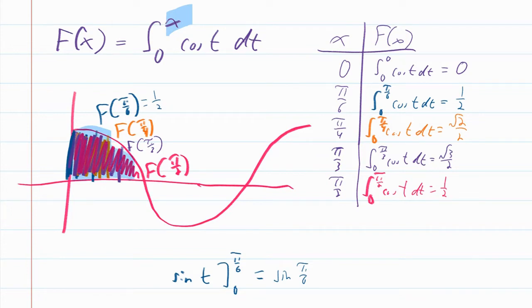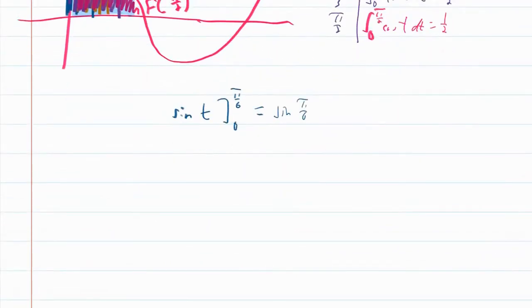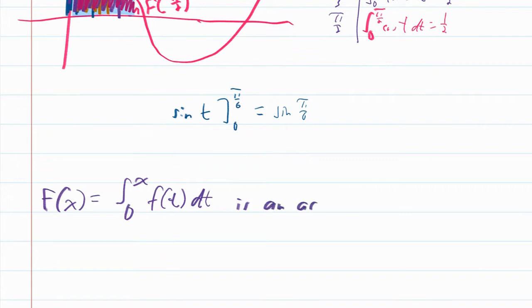Accumulation means to gather, and an accumulation function is a function where one of your limits is a variable. I'm going to go back and characterize this a little bit more, where F of x is equal to the integral from 0 to x of f of t dt is an accumulation function.